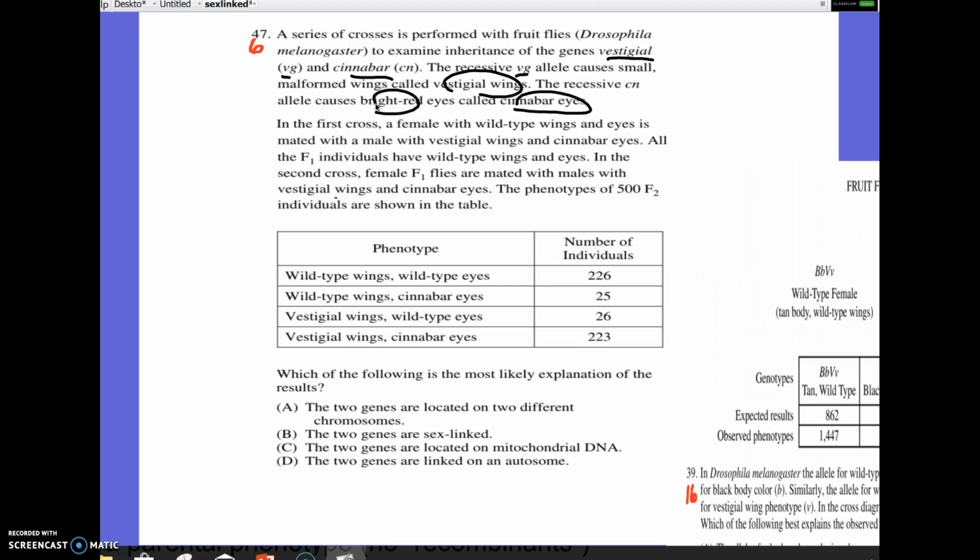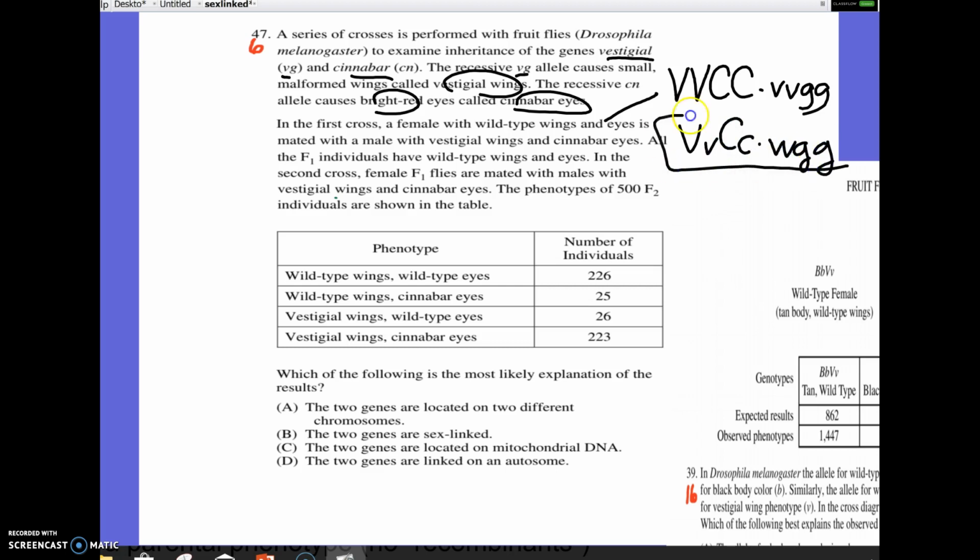Here's the bottom line. It says you started with a female that's wild type with wings and eyes, so she's like basically this, crossed with this. And then it says all the F1s, which are these, are crossed with recessive, basically this. So remember what I told you. If the genes are stuck together, we should expect all of them to look like the parents. And if the genes are not stuck together, we would expect about a quarter of each. Look at the results we get.